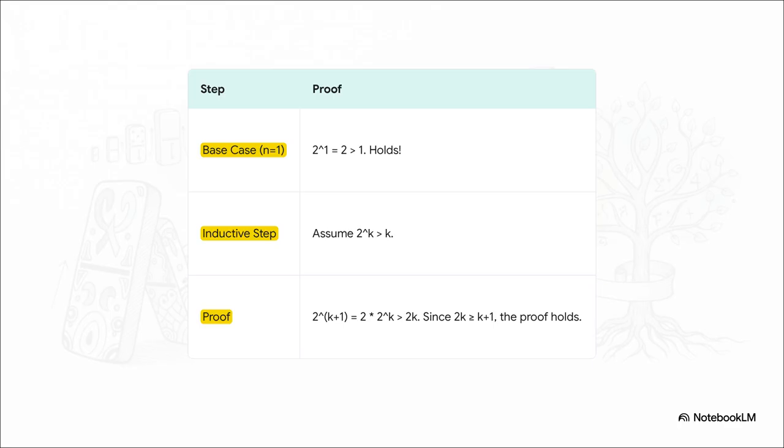golden. And a tiny bit of algebra shows that, yeah, for any k bigger than or equal to 1, 2k is always bigger than or equal to k plus 1. The chain is complete. The proof holds.